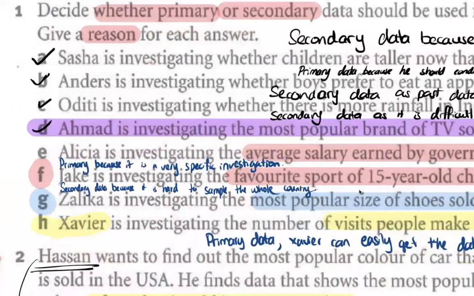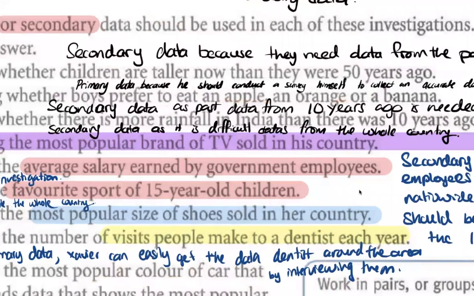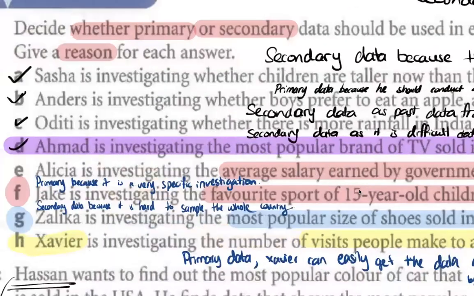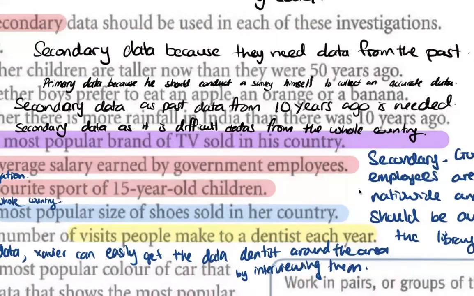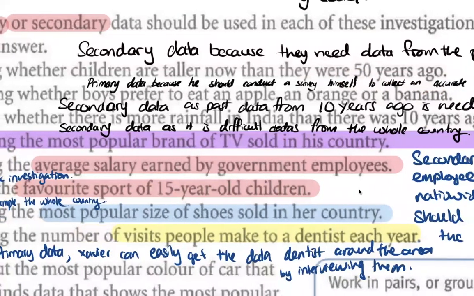Okay. The next one is Anders is investigating whether boys prefer to eat an apple or an orange or a banana. So this one you should be able to use primary data because he needs to conduct a survey himself to collect accurate data. Or else it's very difficult to look it up online whether boys like to eat apple, orange, or banana.